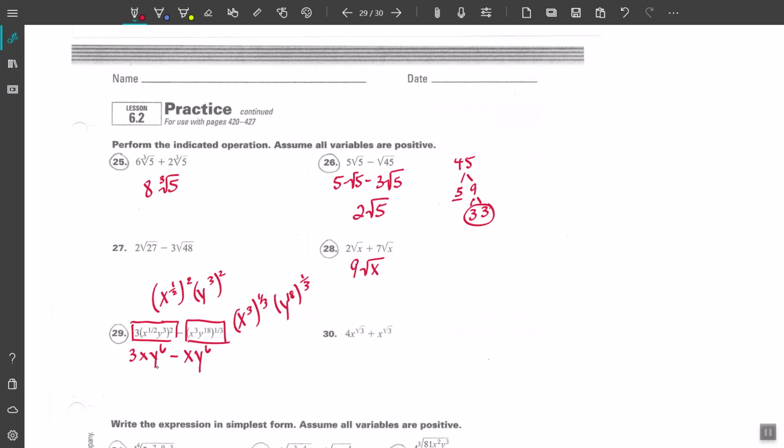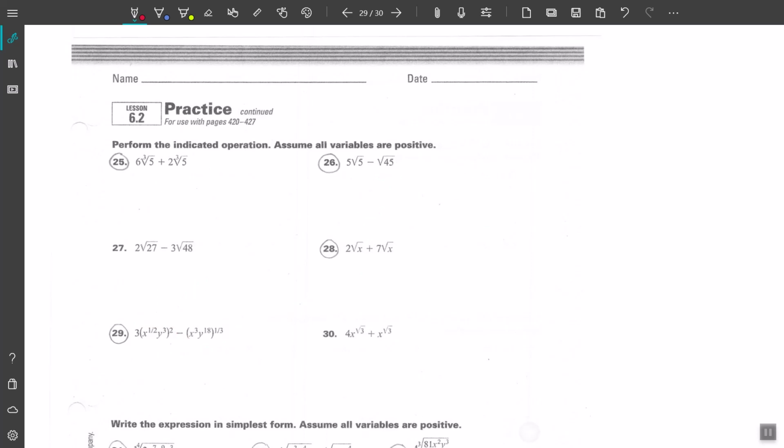Now we have like exponential exponents. We've got x y to the 6th. We have 3 of them. 3xy to the 6th minus xy to the 6th. So we're just going to combine what we know, and we'll end up with 2xy to the 6th.